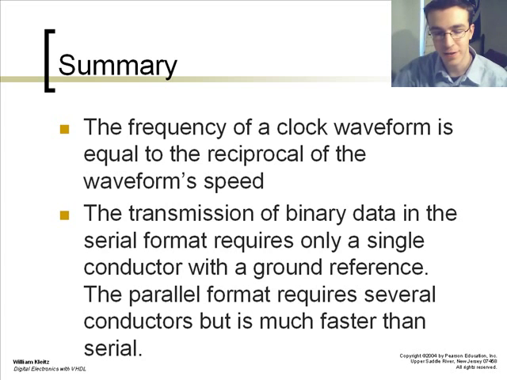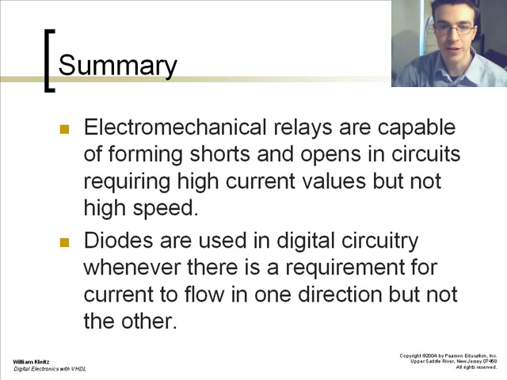You will understand this further when we get into things like counters and shift registers, which are dependent on the clock waveform. And also, this chapter demonstrates that the transmission of binary data in the serial format requires only a single conductor with a ground reference. The parallel format requires several conductors but is much faster than the serial form. We also have our relays that we went over, forming opens and shorts in circuits, requiring higher current values but not high speed. Diodes are used in digital circuitry whenever there is a requirement for current to flow in one direction but not the other.